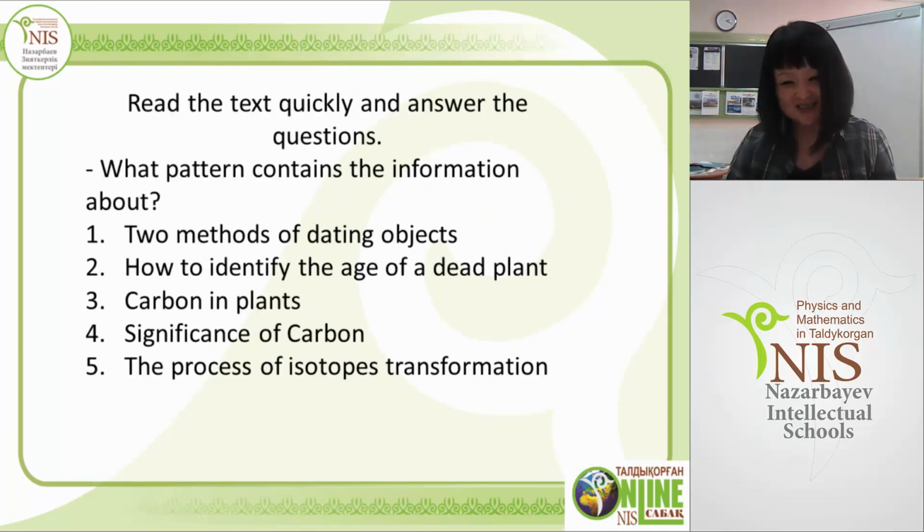The first task, read the text quickly and answer the questions. What patterns contain the information about? The first one, 2 methods of dating objects. Second, how to identify the age of a dead plant. The third, carbon in plants. The fourth, significance of carbon. And the fifth, the process of isotopes transformation.